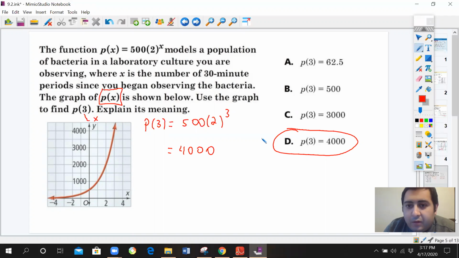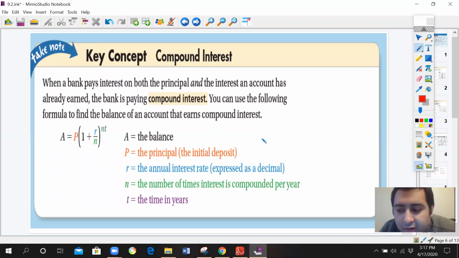All right. Let's go ahead and look at another main concept that we need to focus on as well. Now, this is dealing more with interest, with banks and businesses. So when a bank pays interest on both principal and interest an account has already earned, the bank is paying compound interest. You can use the following formula to find the balance of an account that earns compound interest.